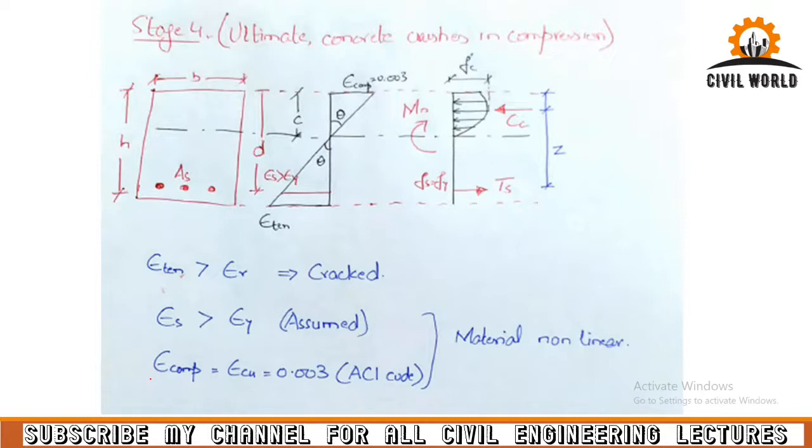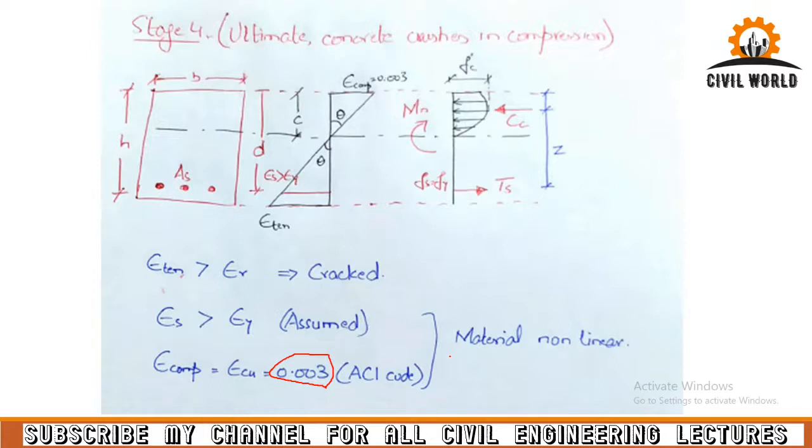And now the compression strain in concrete has reached the ultimate strain in concrete, the maximum strain which it can take, and as per ACI code we have to take the maximum value of 0.003. In the previous lecture, we discussed that the ultimate strain for concrete ranges from 0.003 to 0.004, but as per ACI code, we cannot take it greater than 0.003. So we have to take it 0.003.